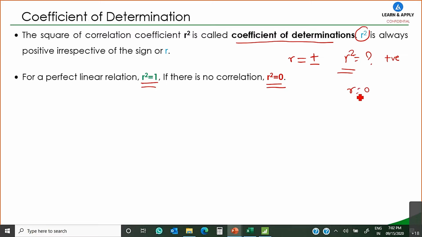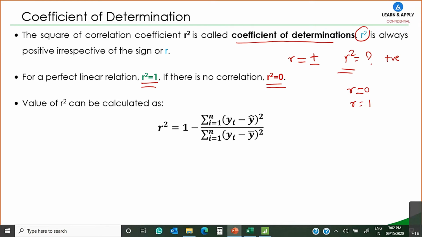As we say, R equal to 0 means there is no relationship, and R equal to 1 means there is a perfect relationship. Similarly, as R square is the square of this, we can say there is a perfect linear relationship if R square is equal to 1, and there is no correlation if R square is equal to 0. Now let's understand the meaning of R and R square.